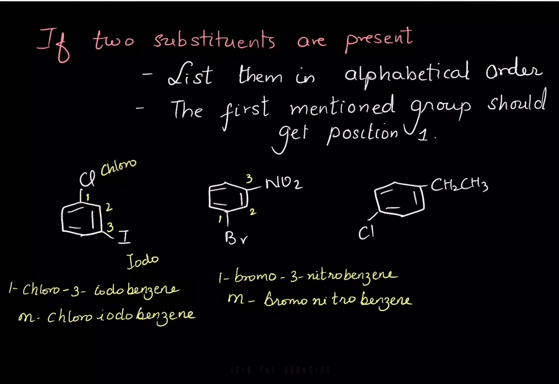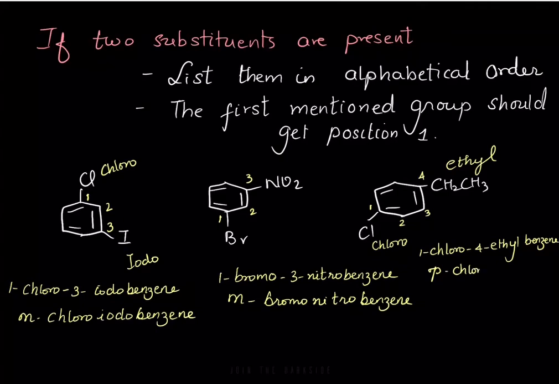Okay, and let's look into the third example. Here you have an alkyl group. That alkyl group is specifically ethyl, and you have a chloro group, a chlorine on the benzene. So how are we going to name this one? Obviously C comes before E, so this should be assigned number 1. And you need to reach the second substituent with the lowest possible number. So 1, 2, 3, 4, and therefore it's going to be 1-chloro-4-ethylbenzene. Or you can also call this para-chloroethylbenzene.